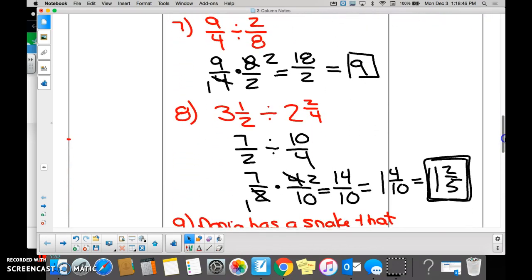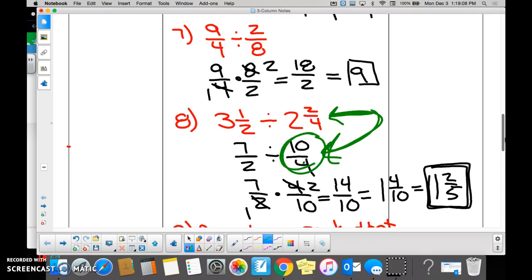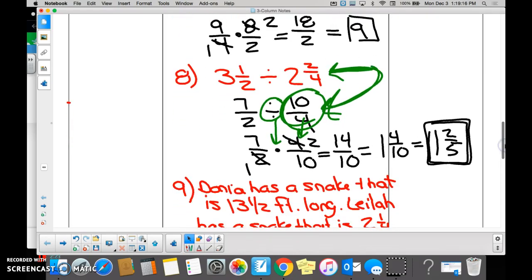Remember what I showed you, what somebody did on the test today? What do you have to do before you start flipping things? Convert to an improper. So this whole thing needs to be converted to an improper. Should you convert to an improper and multiply in the same step? No. Notice how we converted to an improper, and then we flip this. 10/4 became a flip down here, and we changed the division to multiplication, right? Does cross reducing help? Yes. We did some cross reducing, and we still had to reduce our final answer even after cross reducing. So don't forget, cross reducing doesn't always put the answer in lowest terms.